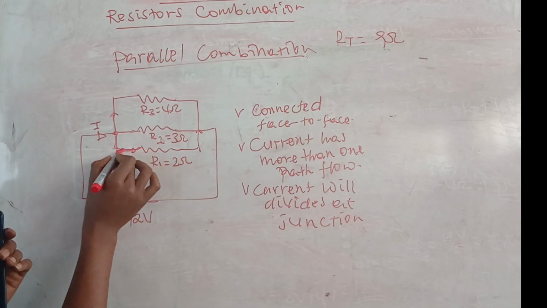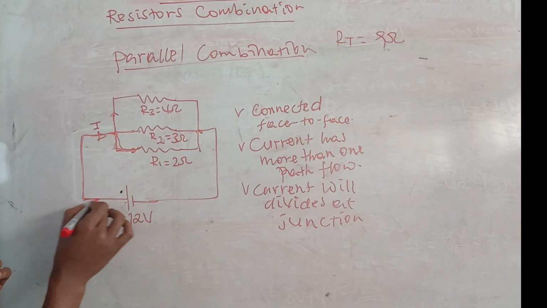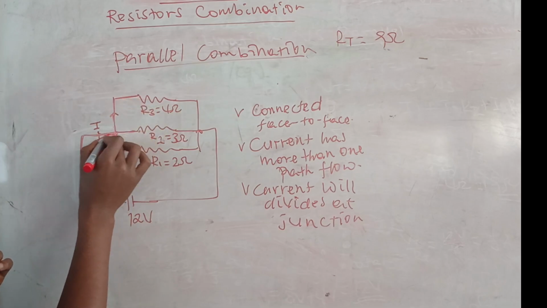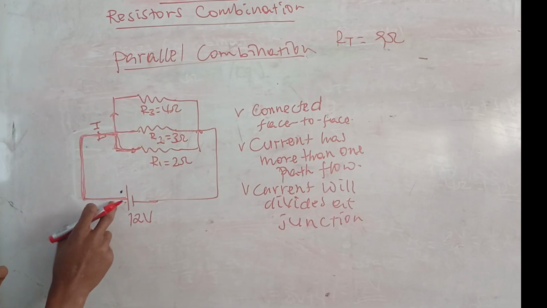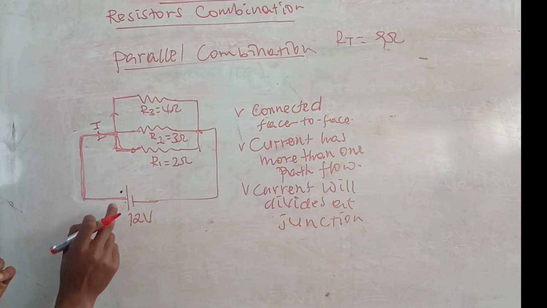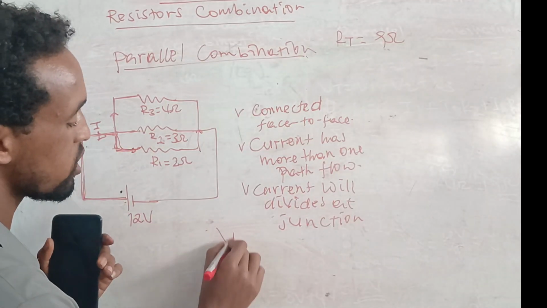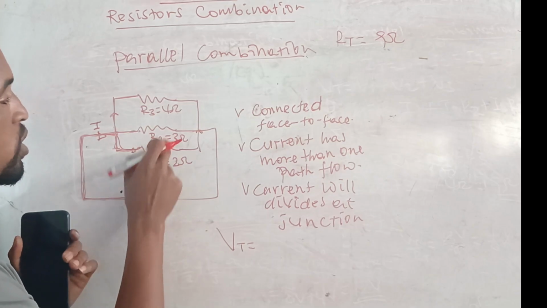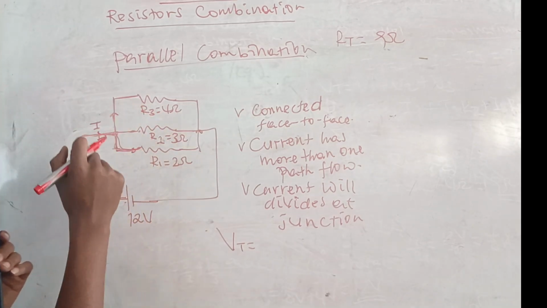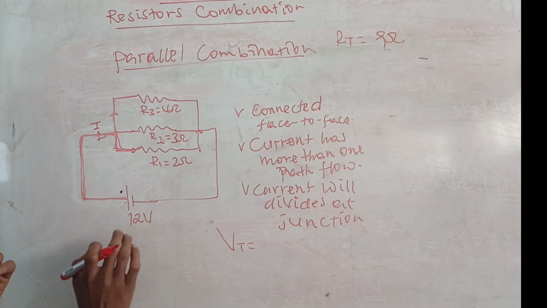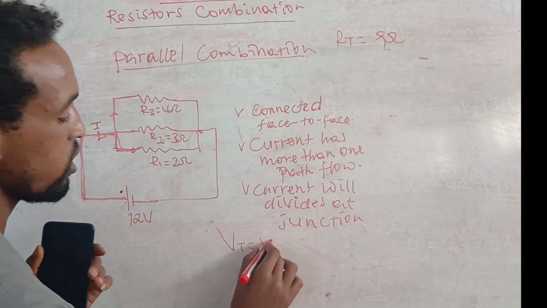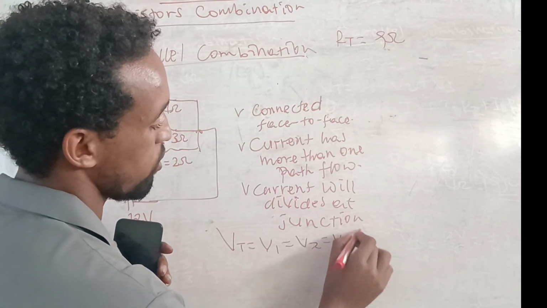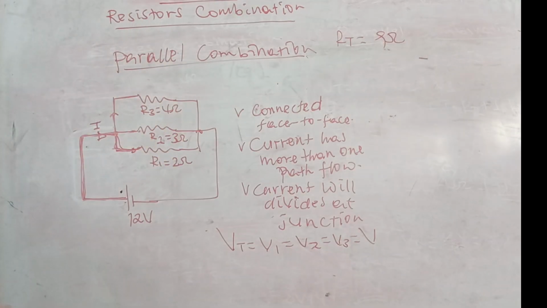As you see, each resistor is connected to the battery directly. Since each resistor is directly connected to the battery, the total voltage passing through each of them is 12. Why? Because each of them is connected to the battery directly. So V1 is equal to V2 is equal to V3, whatever, let's just call it V. But what about the current?